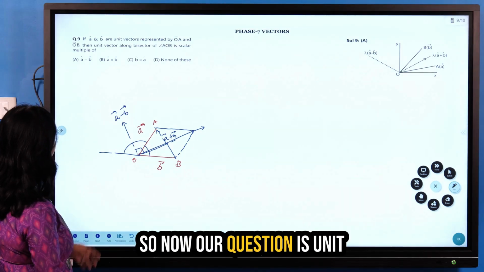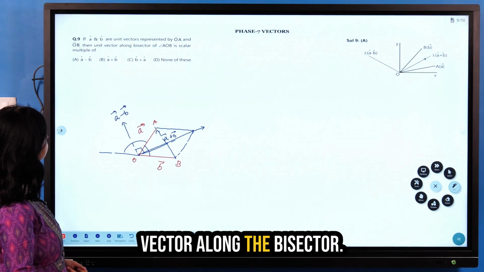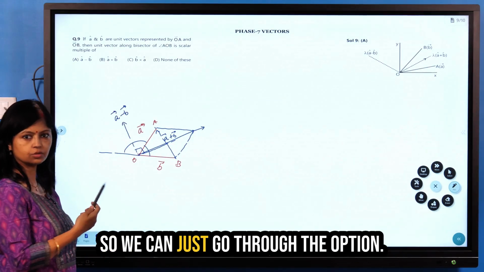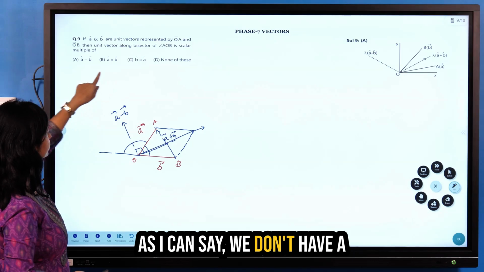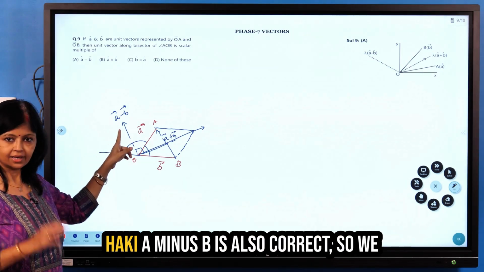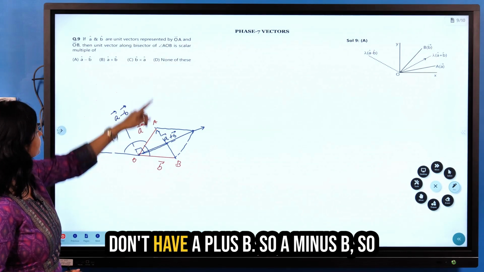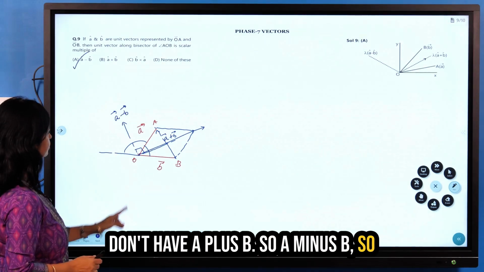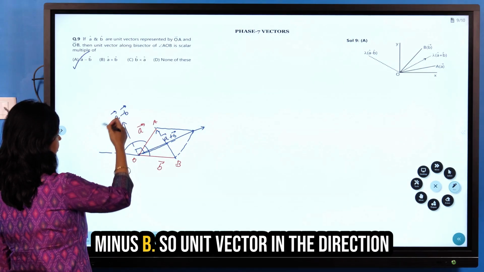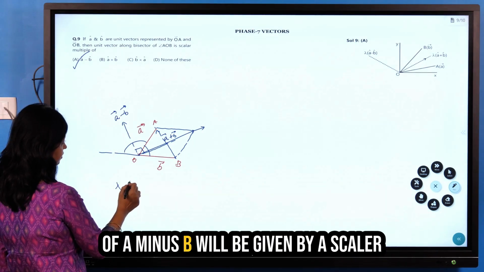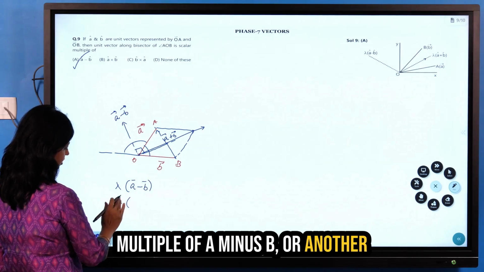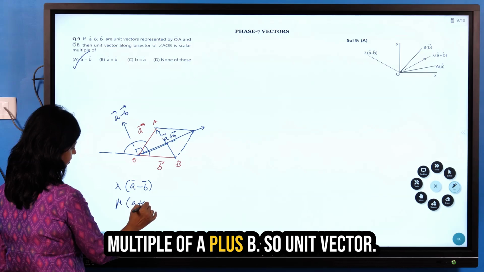So now our question is the unit vector along the bisector. One of the bisectors is going to be like this or this. So we can just go through the options. As I can see, we don't have A plus B. A plus B would have been always the first choice. However, A minus B is also correct. So we don't have A plus B, so A minus B. Any vector, or unit vector, in the direction of A minus B will be given by a scalar multiple of A minus B, or another multiple of A plus B.